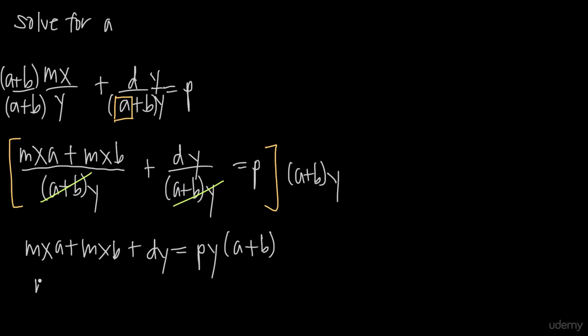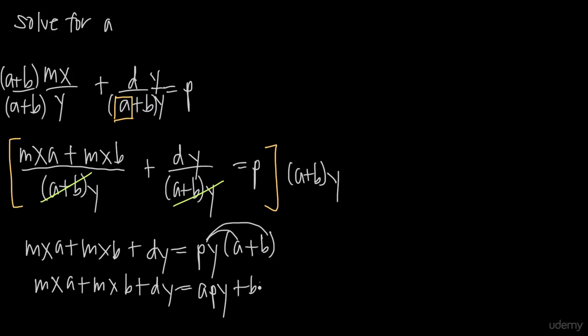Now the left-hand side is going to stay the same, but on the right-hand side we have to distribute the py across the quantity a plus b, so py times a gives us apy, py times b gives us bpy. Now we need to put all of the terms involving a by themselves on one side. So the only terms that involve a are this mxa here and this apy right here. None of the other terms involve a, so we want to get these two terms together on one side.